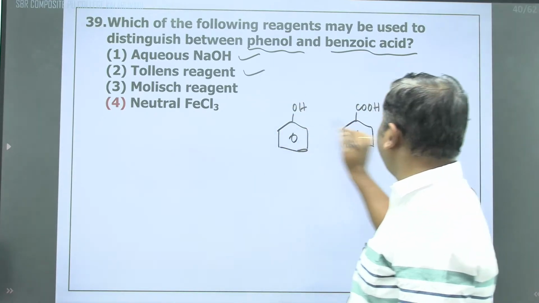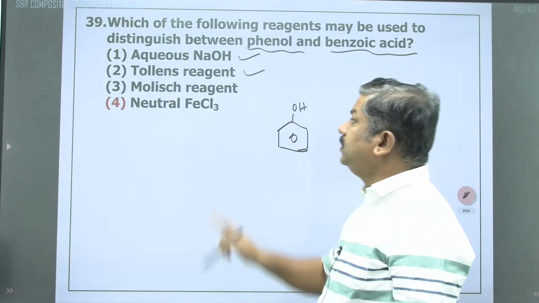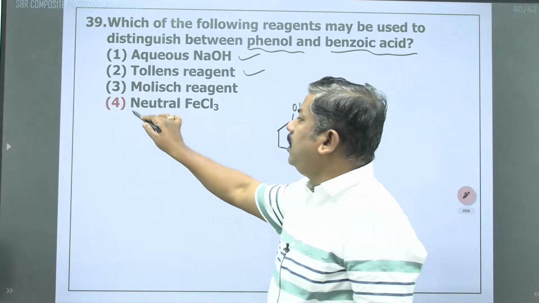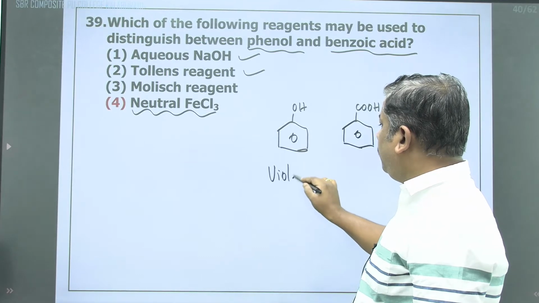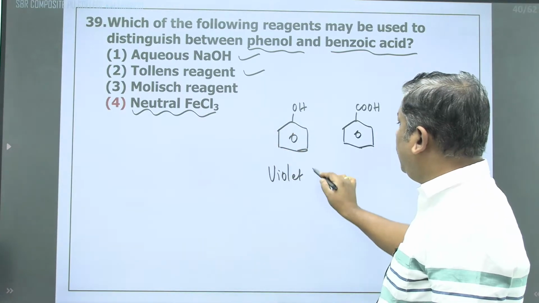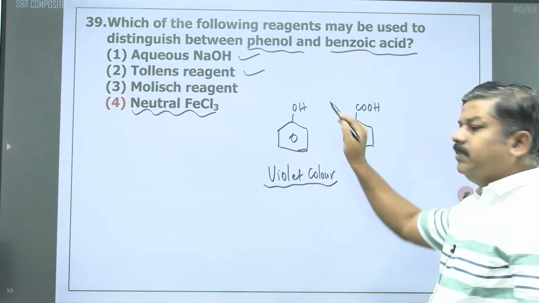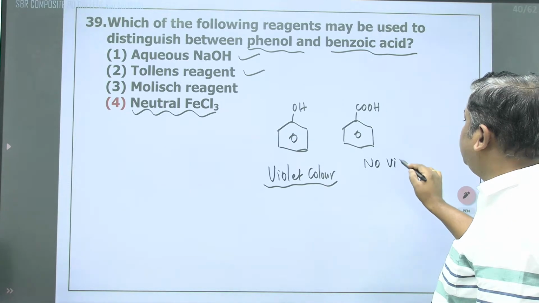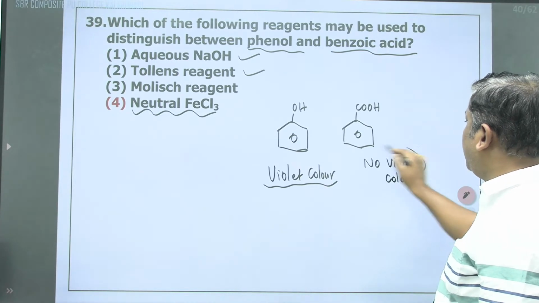Tollens reagent: none of these compounds react with Tollens reagent. It is a test for only aldehyde compounds. Molisch reagent is not applicable for these two compounds. Neutral ferric chloride: yes, phenol combines with neutral ferric chloride and forms a violet color. Formation of the violet color takes place because of the presence of the phenolic OH group, but carboxylic acid does not produce any violet color. There is no reaction.